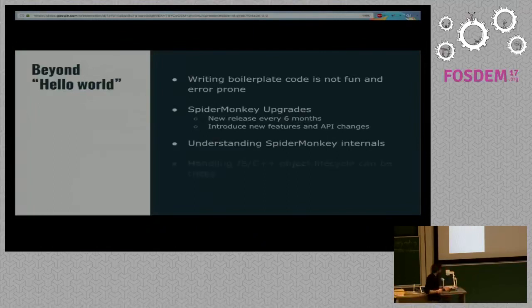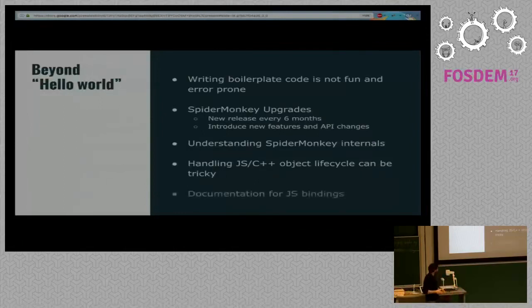Something we didn't see with this simple example, but which will arrive at some point when you do your binding, is that it can be tricky to correctly handle your JS object lifecycle and make sure it stays alive and is not garbage collected when you don't want it to be. And something we don't often talk about is documenting your JS binding. Most of the time people put documentation in the source code, but when you're doing bindings, it's kind of hard to write the documentation for your JS binding inside the C file.